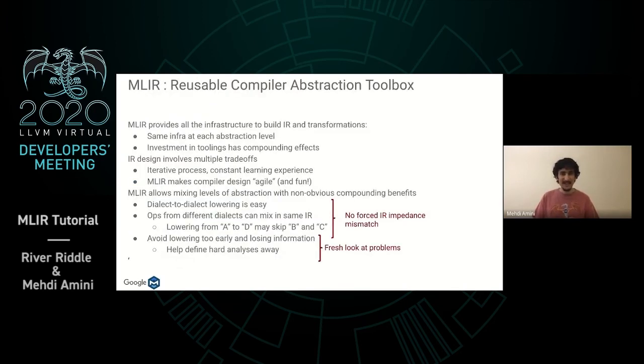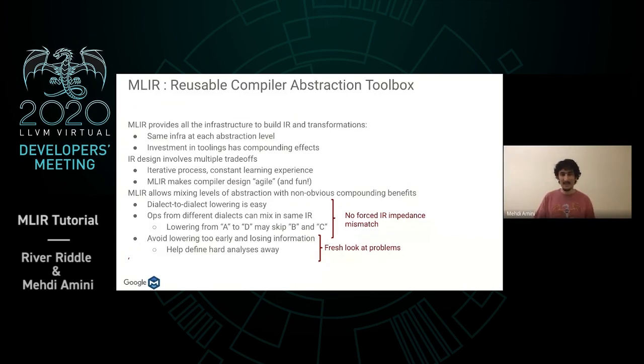Time to conclude. So MLIR is a reusable compiler abstraction toolbox. It provides really an infrastructure to build IR and transformations. It's easy to introduce new abstraction levels. It's easy to progressively lower through the abstraction levels. Everything is intended to be composable. And this investment in tooling all along the way has a really compounding effect. It makes everything more robust and more friendly to use, and you don't have to walk across bridges between different compilers and different infrastructure, as is often the case in such projects.